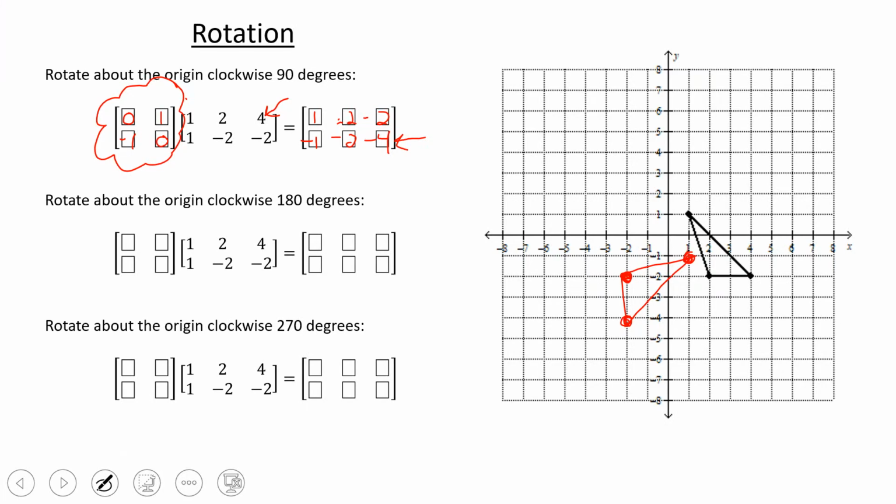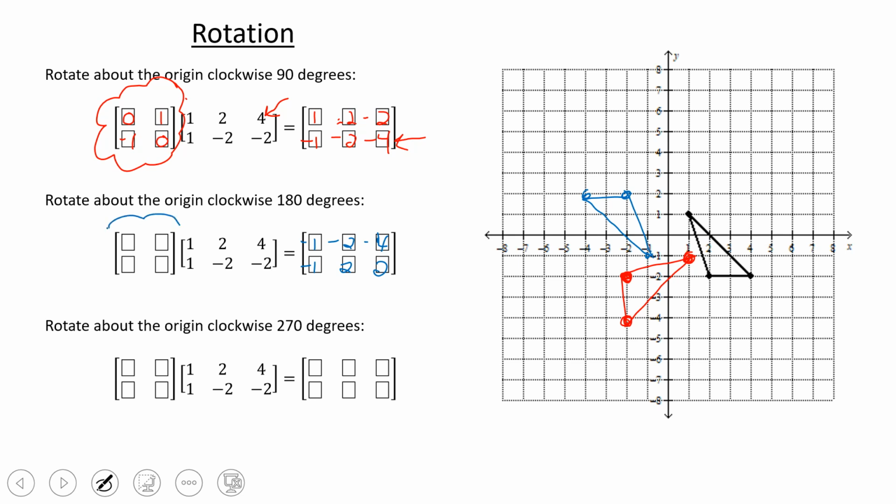All right, 180 degrees. We'll be thinking about the same thing. You can either take the original and rotate it 180, or you can take our 90-degree one and rotate it another 90 degrees, however you want to look at that. But it would become -1, -1, -2, 2, and -4, 2. So let's give you a visual here. So rotate another 90 degrees.